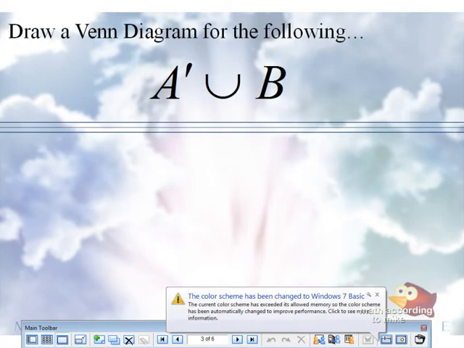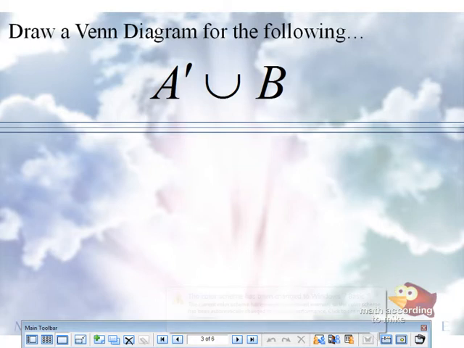We're going to do a couple examples of drawing Venn diagrams. We're going to go step by step with these. You may feel comfortable after a while, and you'll be able to just draw it in one fell swoop.